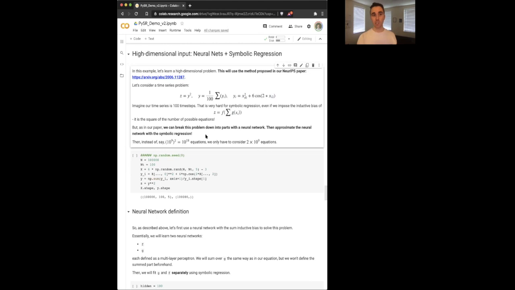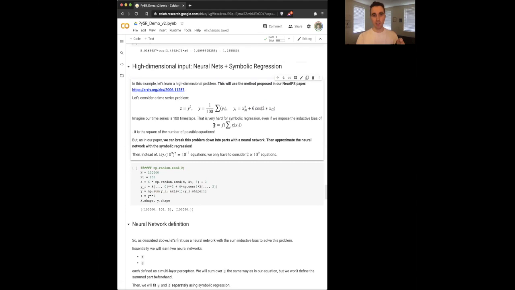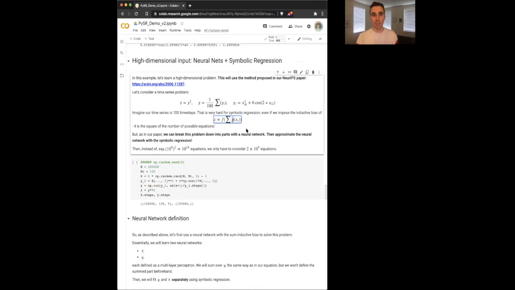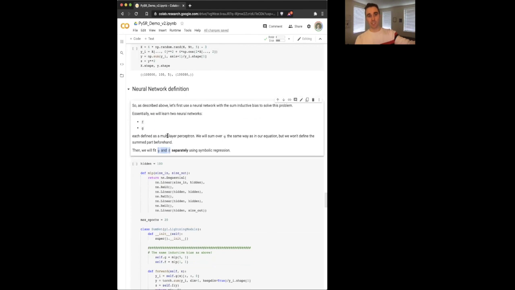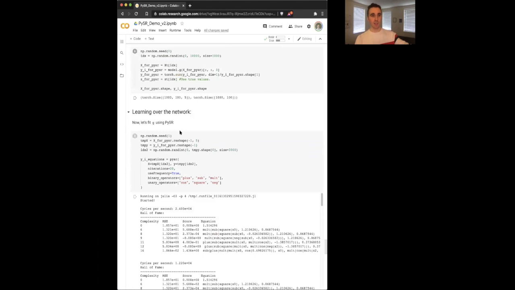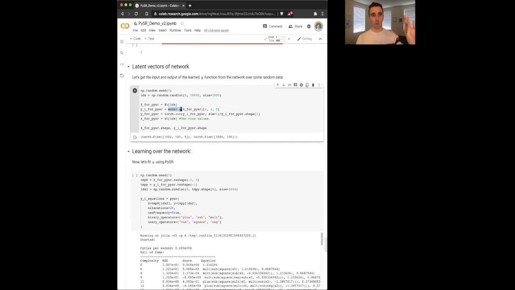But the trick that we found in our paper is that you should first do this with a neural network. The neural network learns f and g simultaneously, and then you rip out those parts of the neural network and approximate each with symbolic regression. Then you only have to consider 2 times 10 to the 9 equations. So I'll just run through this. This example fits g and f with a neural network. We take the trained neural network, which has learned some function that it's summing over a time series, and we fit that using symbolic regression.